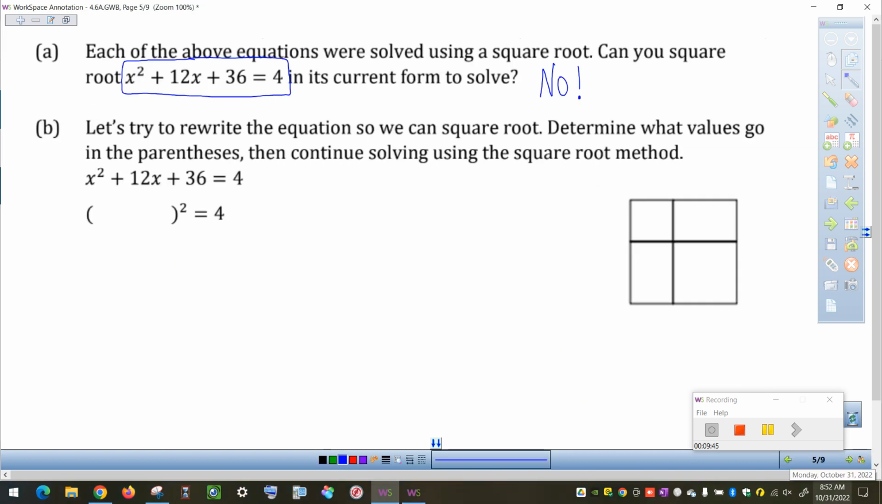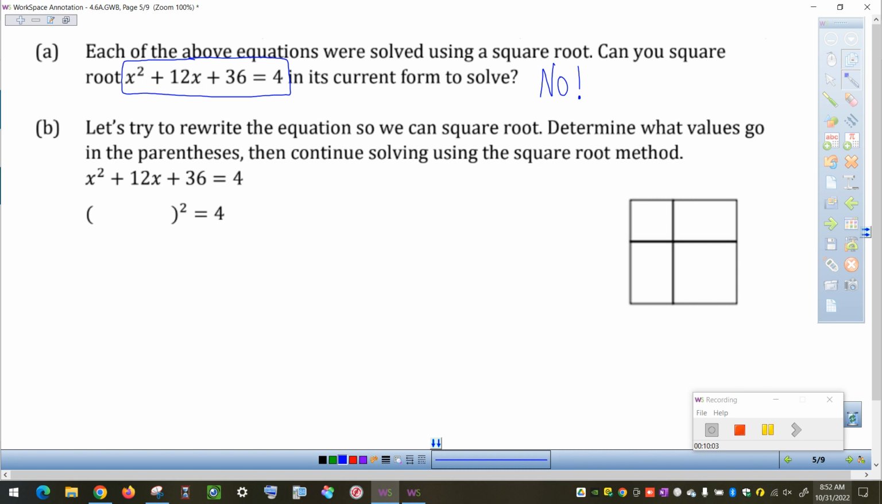But also, even though 36 is a square number, we can't take the square root of 12x. That would be very cumbersome to do. So if we see something that looks like that, we need to know that we're not able to use the square root method, at least not yet.